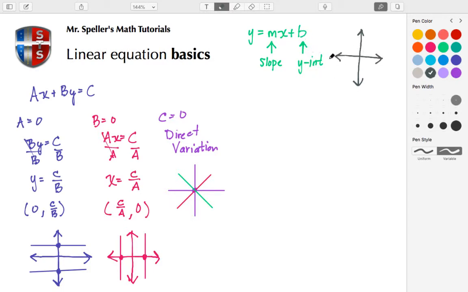Well, for the b value, if the b value is positive, then we're going to be anywhere above this. This is the x-axis. We're going to be above the x-axis, so we'd have a point, let's say, here. If the b value were negative, we'd be below the x-axis, and we could have a point somewhere over here.